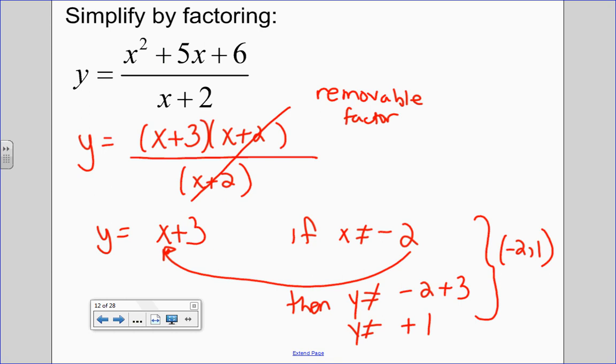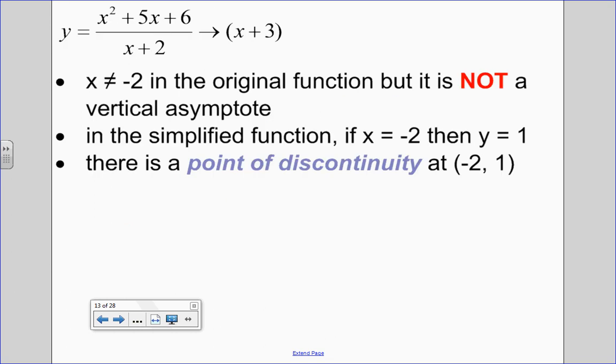So anytime I have a removable factor like that, I will have a point of discontinuity. So really what that means is this function, the rational function, simplified to be x plus 3. In the simplified function, if x was -2, then y was +1. So that's why there is a point of discontinuity, just meaning a break in the graph, a hole in the graph at -2 and 1.